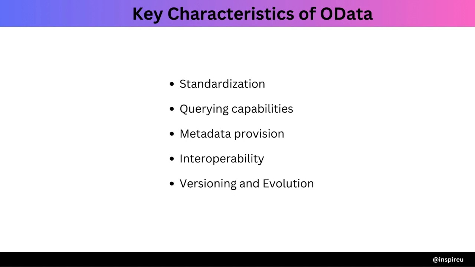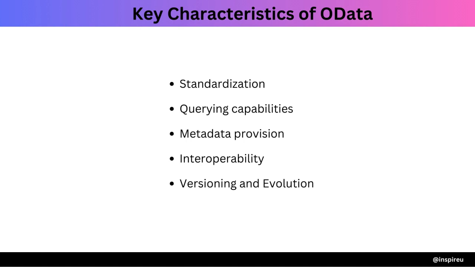Metadata provision. OData provides metadata, which is like a map of your data. It tells you what's available, the structure of the data, and how you can interact with it. This metadata makes it easier for developers to understand and work with the API. Interoperability. One of OData's big strengths is its ability to work across different platforms and tools. It doesn't matter if you're using different programming languages or frameworks. OData helps systems talk to each other more easily, promoting interoperability.